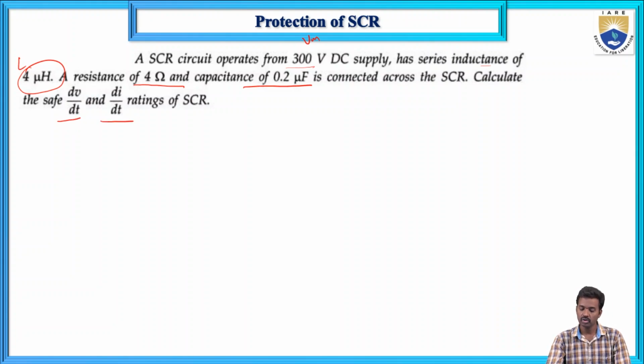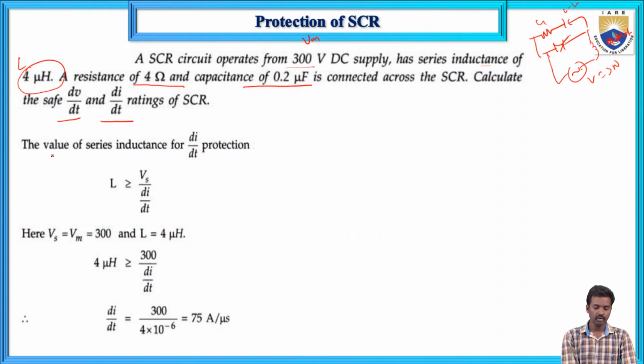Reverse question. So now I am drawing the circuit. The resistor and capacitor are connected across the SCR, and the inductor is connected in series. The supply voltage is Vm equals 300, and the R and C values given are 4 ohms and 0.2 microfarad.